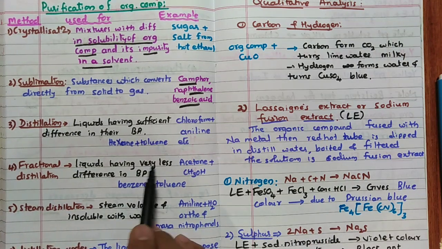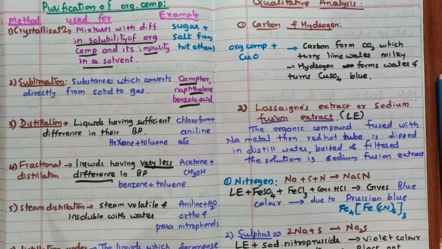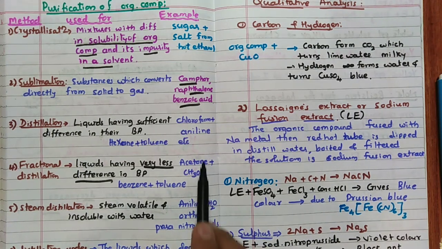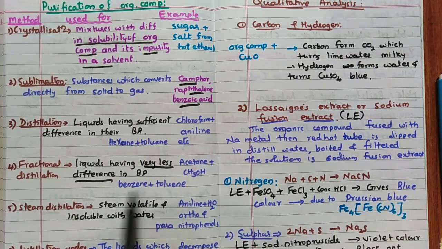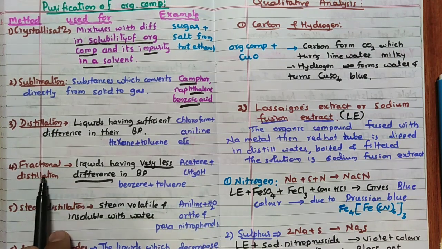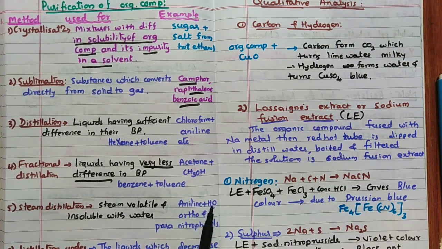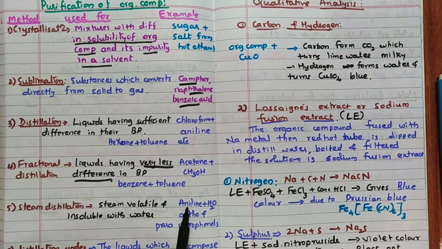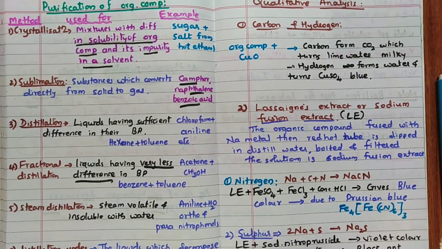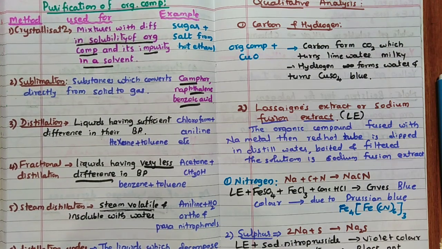Fractional distillation is the reverse: liquids having very little difference in the boiling point. Remember, acetone and methyl alcohol, very little difference. Benzene and toluene, very little difference, remember. Such substances can be separated by using fractional distillation. Steam distillation: a steam volatile substance should be there, for example aniline and water. Water is steam volatile, with a 100 degrees Celsius boiling point, but aniline, remember, is 180 degrees. Hence it can be separated easily. Ortho and para-nitrophenol: because of the intramolecular hydrogen bonding, ortho-nitrophenol will have a lower boiling point, hence can be separated easily. Steam volatile substance, remember, steam volatile.